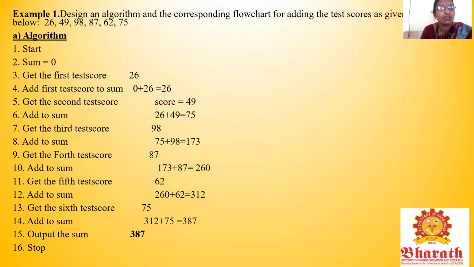Get the third test score. What is the third test score value? That is 98. Add it to the sum value. What is the partial sum? That is 75 plus 98, which is 173.